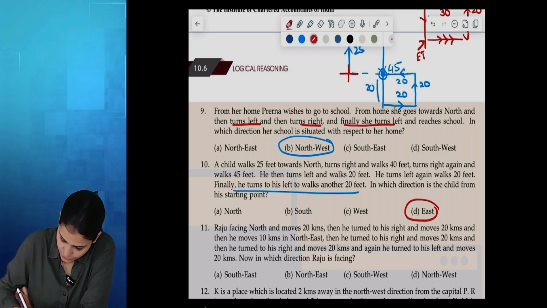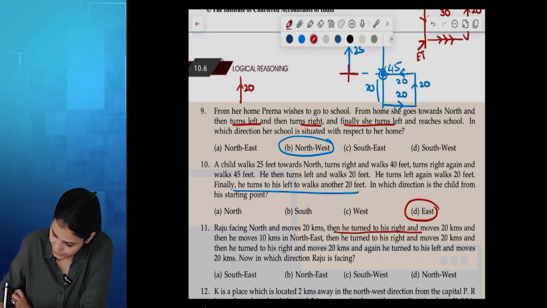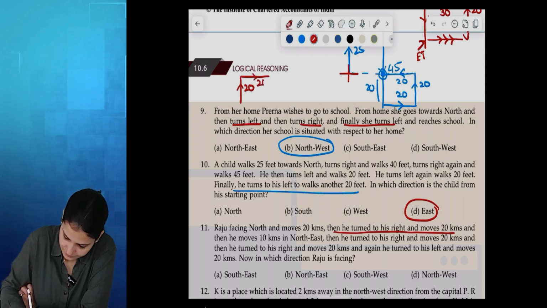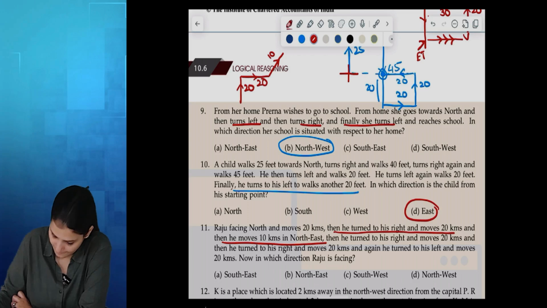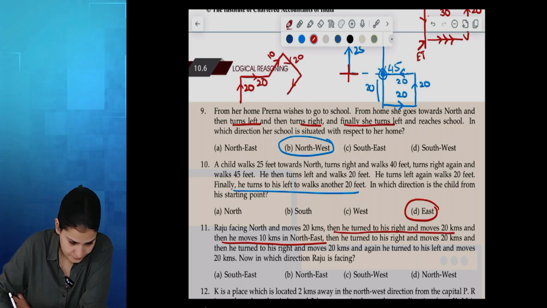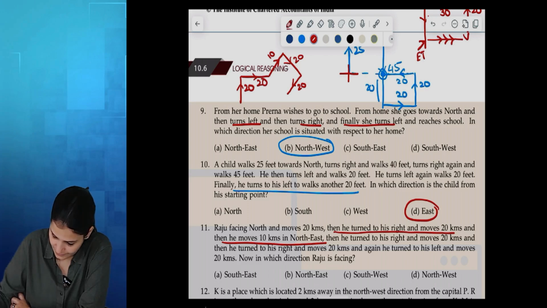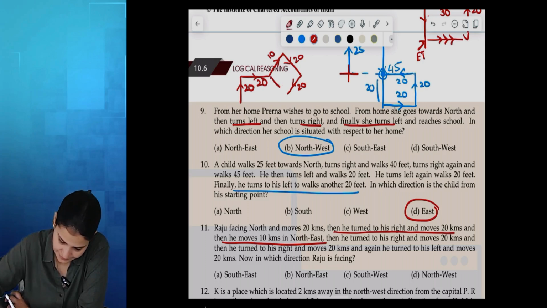Very good. Southeast. Raju is facing north and moves 20 kilometers. He then turns to his right and moves 20. Then he moves 10 kilometers in northeast. Then he turns to his right and moves 20 perpendicularly. And then he turns to his right and moves 20. And again he turns to his left and moves 20. Turn to his left and moves 20. He is here. He is at this position.